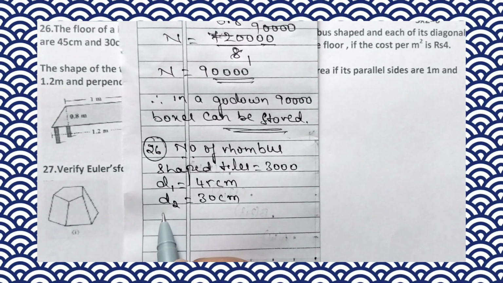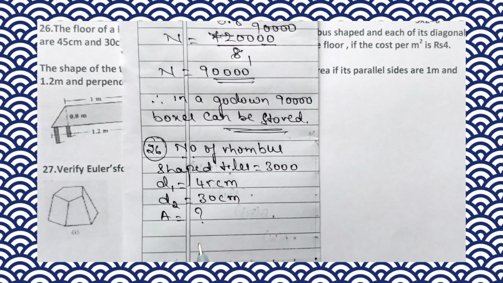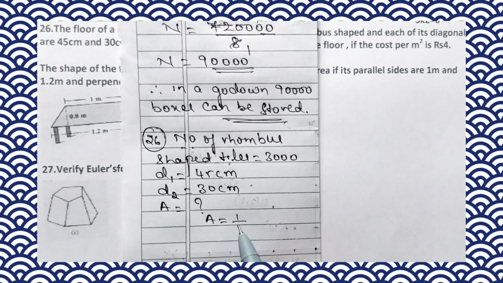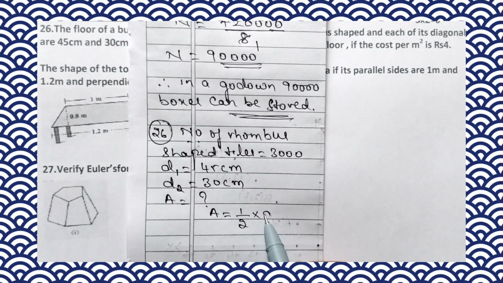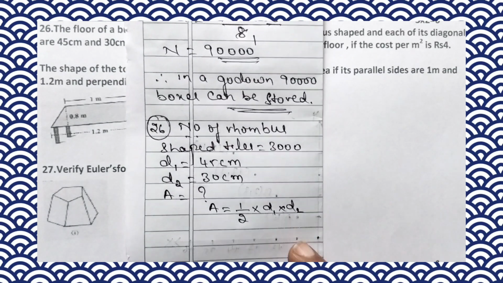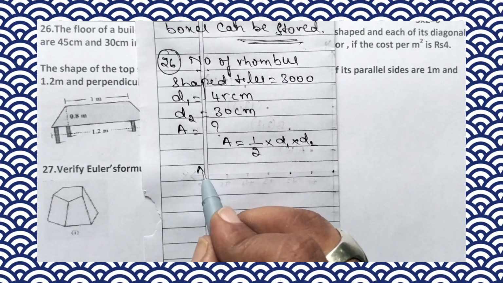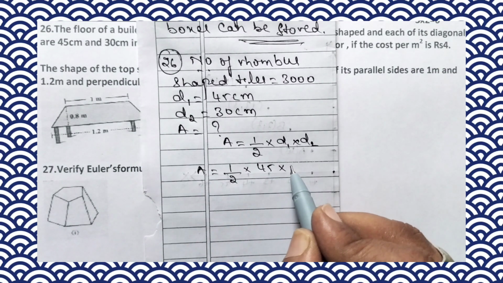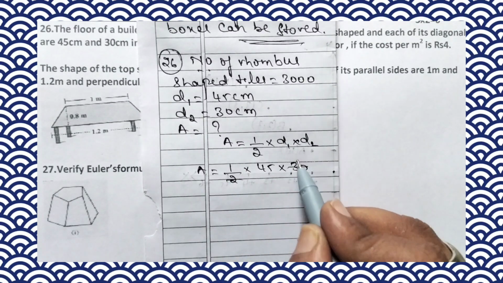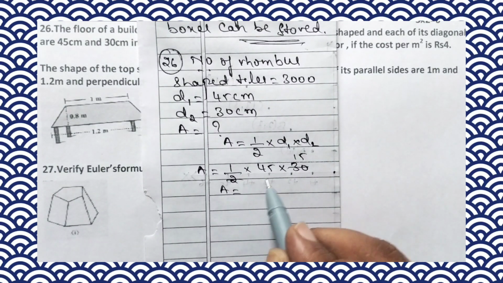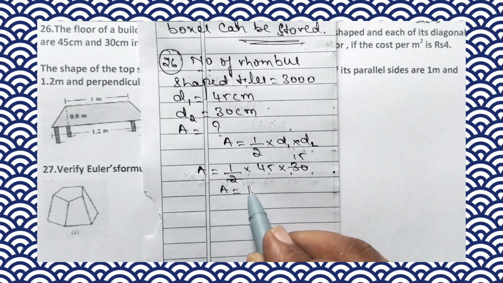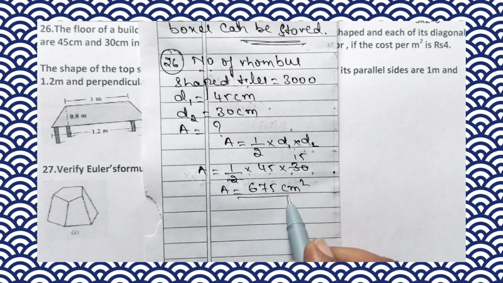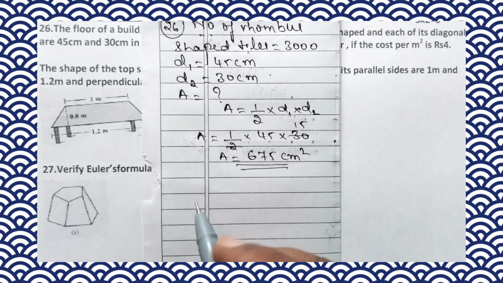Now let us calculate the area of one tile. What is the formula for the area of a rhombus? Half into D1 into D2. So area is equal to half into 45 into 30. Half of 30 is 15. So area is equal to 45 into 15. If you multiply, you will get 675 centimeter square. This is the area of one tile.